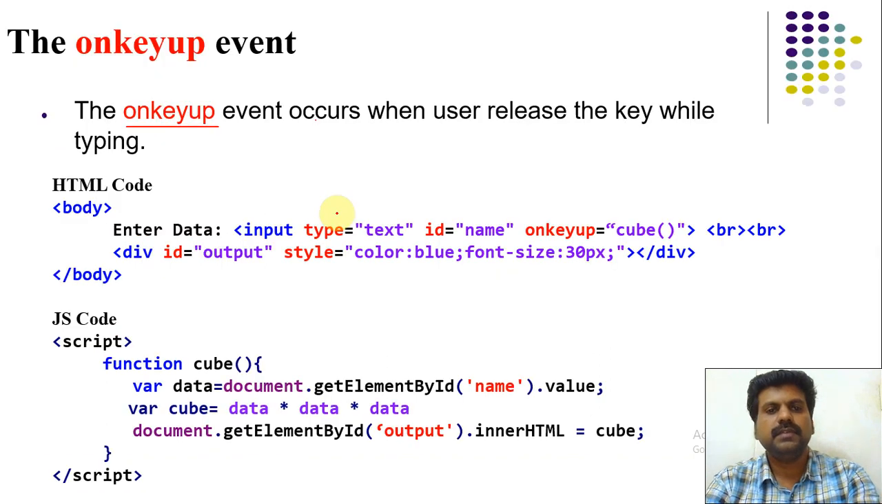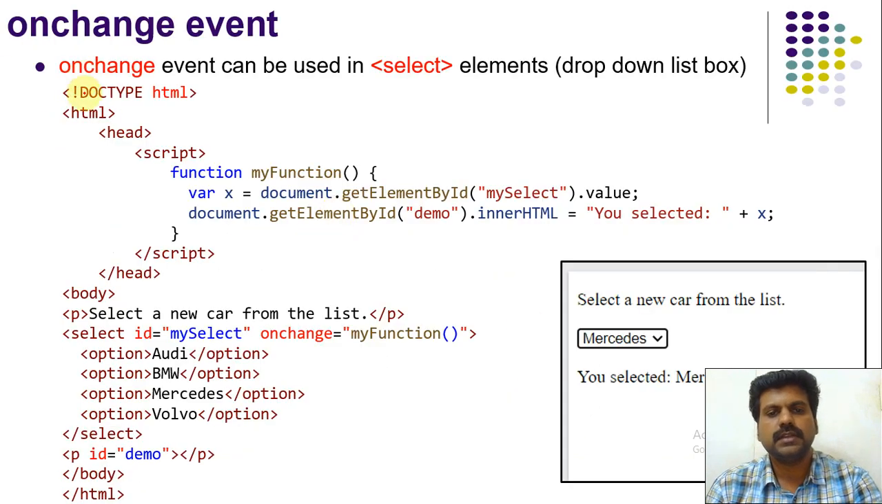So the same way we have an onchange event also. Onchange event means, for example, if you have a select tag and select a new car from the list, we can select some cars in the list. I want to read the selected car, so we can use onchange.